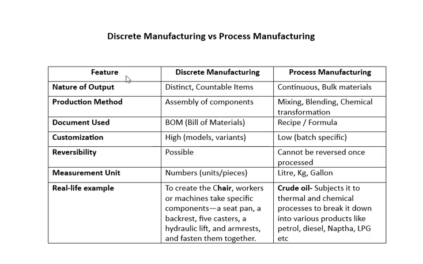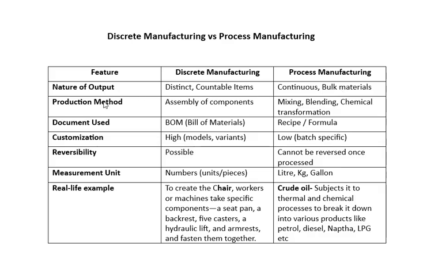So I'm comparing these two on basis of some features. The first one is nature of output. In discrete manufacturing, the output is distinct and countable items. You can count that particular items which you created through discrete manufacturing. In process manufacturing, the output is continuous and or bulk materials. Basically, the output is in bulk quantity.